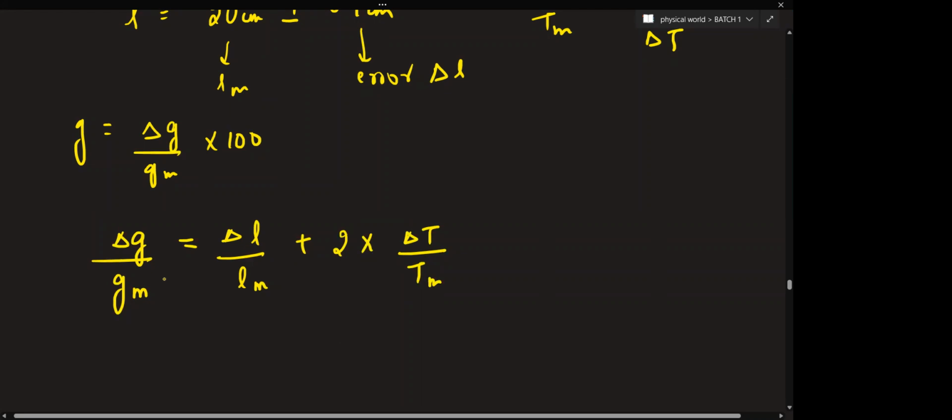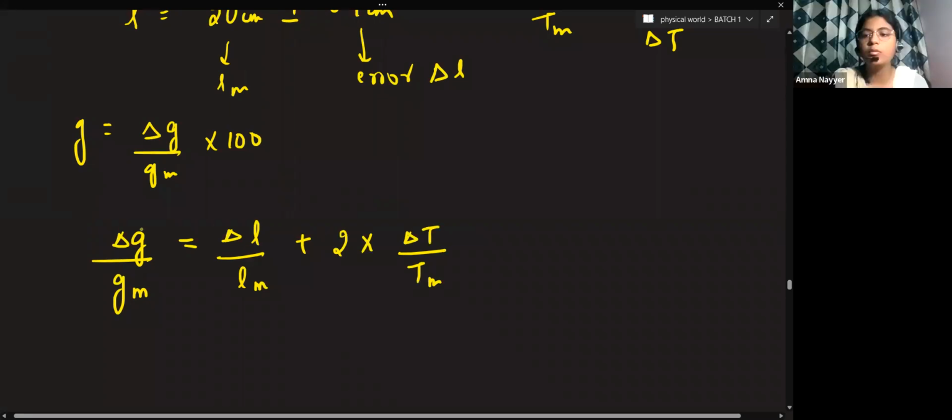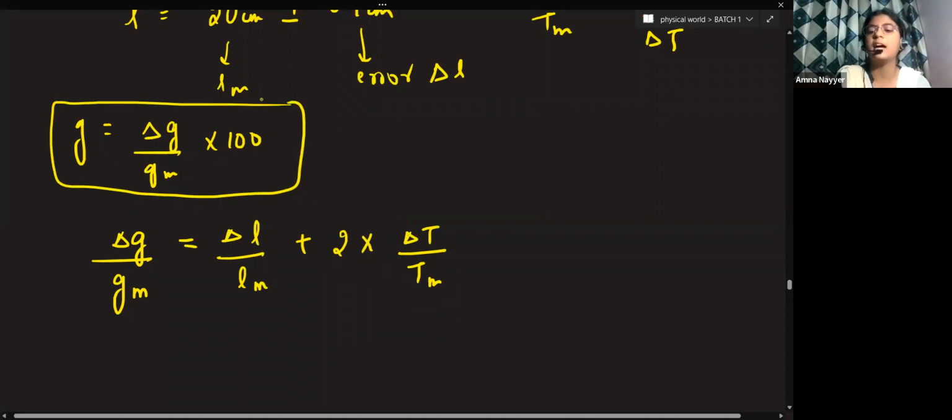Now you have to calculate the percentage. When you have to calculate the percentage error in this, means delta g by gm, delta L by Lm you have already. You just have to find this. This is your final answer. So let's calculate delta g by gm, then we can multiply it by 100 directly.